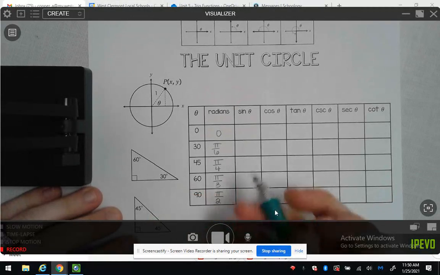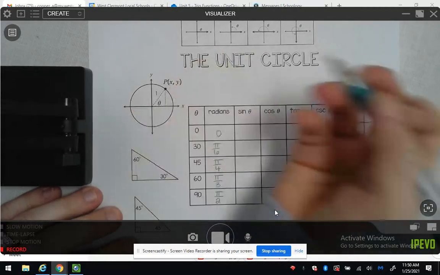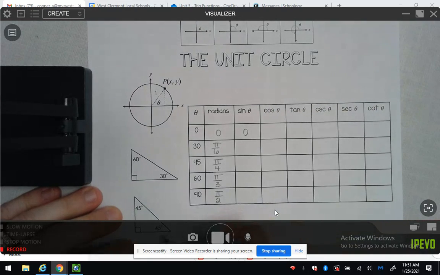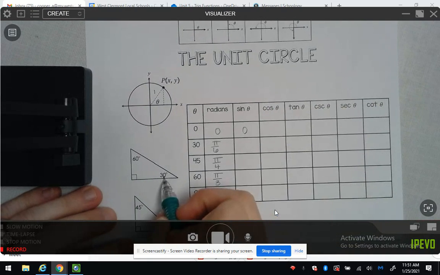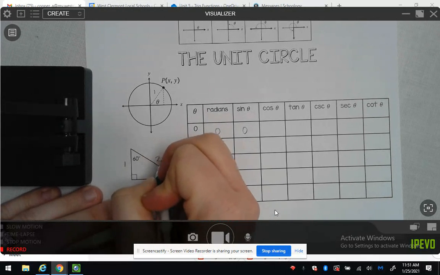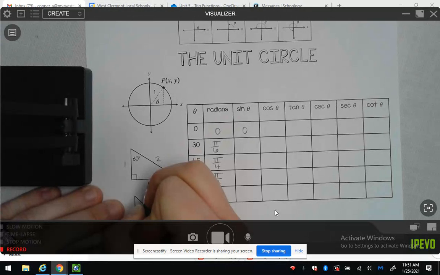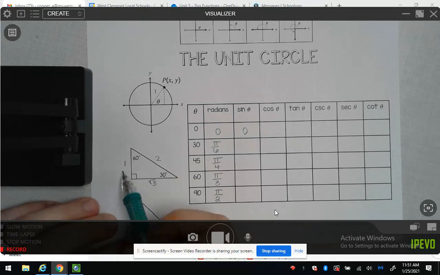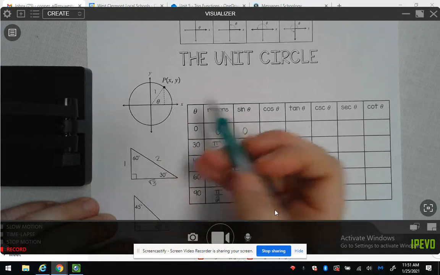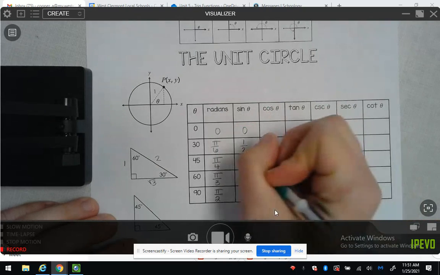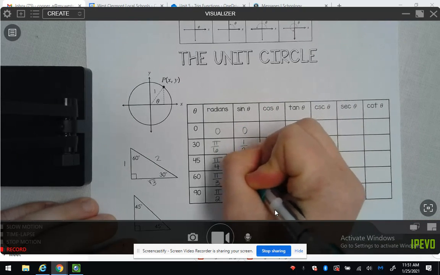So sine of 0 is 0. Now, pi over 6 is 30 degrees. So this is 1, this is 2, and this is radical 3. So if I put this over here, it would be 1/2. Okay, this is radical 2 over 2.